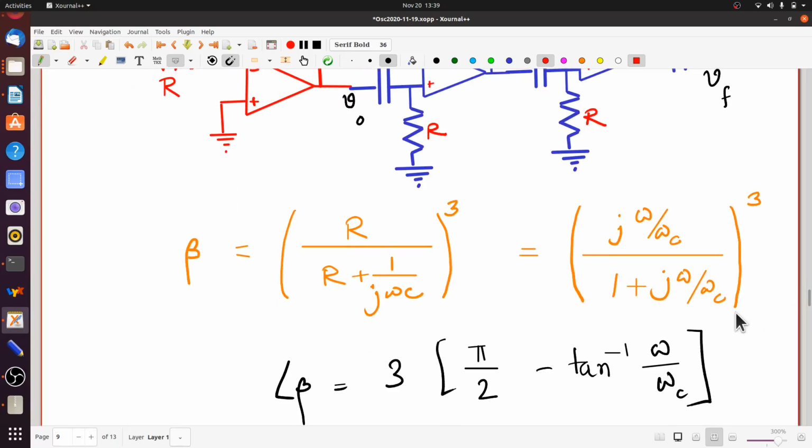So what you can see is that the phase shift which is being produced is 3 times the phase shift produced by this. Here, of course, there's a j cube in the numerator. So there's a j in the numerator that produces a pi by 2 phase shift. The denominator has a phase shift tan inverse omega by omega c. So the overall phase shift by this factor is pi by 2 minus tan inverse omega by omega c, and you raise this to the power 3.